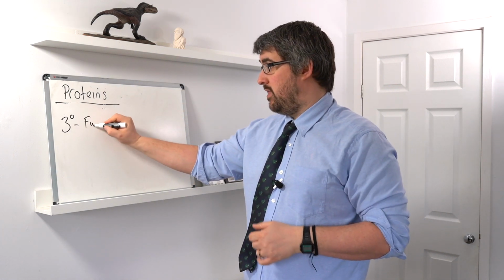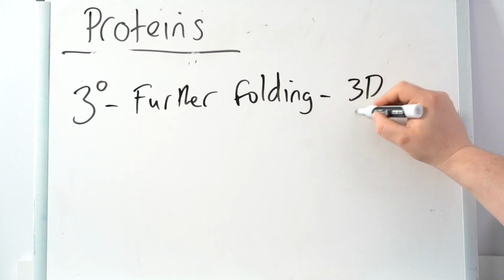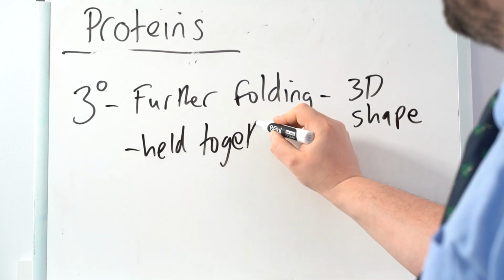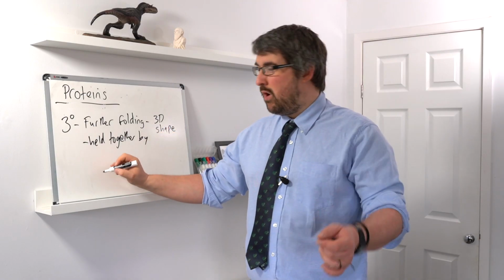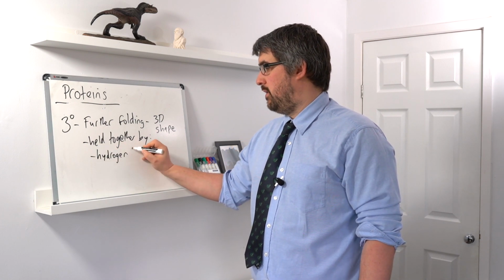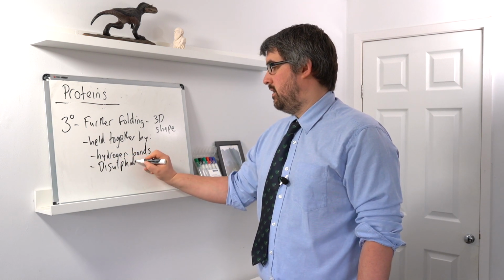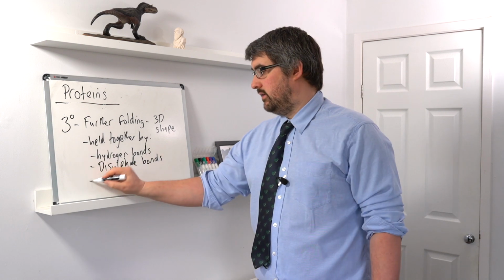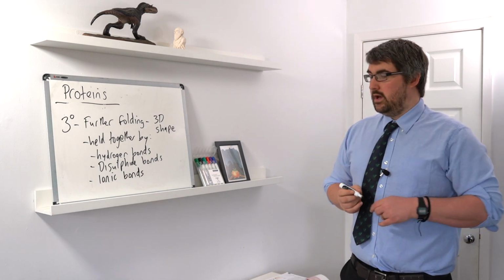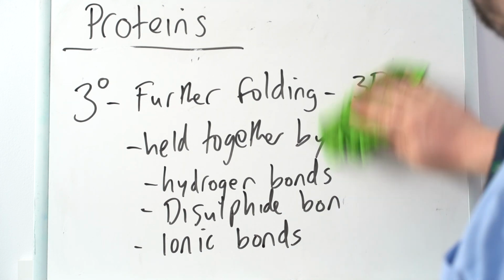So this is our further folding. We end up with our 3D shape, and it's held together by, and I would always name one or two of these: hydrogen bonds, disulfide bonds, and ionic bonds. Okay, and in a moment I'll just draw you a very simple diagram of the tertiary structure.